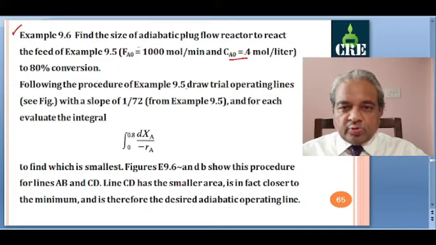So in example 9.5, we have seen the procedure of drawing operating lines with a slope of 1 by 72. Okay, and then we have to evaluate the integral for each of these trial operating lines, and then by trial and error procedure we will come at the best set of data. So integral 0 to XA dXA by minus RA, this is our plug flow reactor model, to find which is smallest. So for each integral, you have each value we have to evaluate the integral.